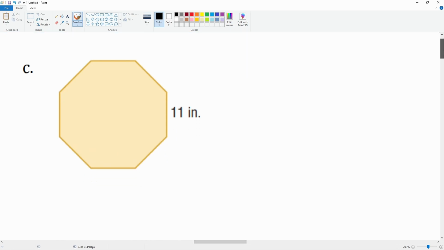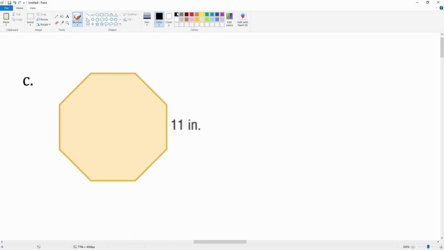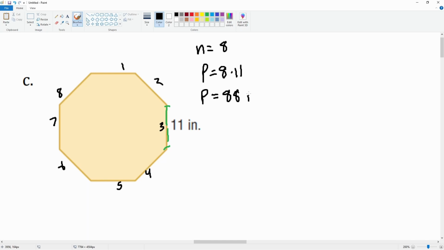And then C. Here we actually have the side value here. So we can actually find the perimeter. So n is equal to what? Let's see, 1, 2, 3, 4, 5, 6, 7, 8. So there are 8 sides. So the perimeter is just going to be 8 times 11. So the perimeter is equal to 88 inches because that's all the total sides together.